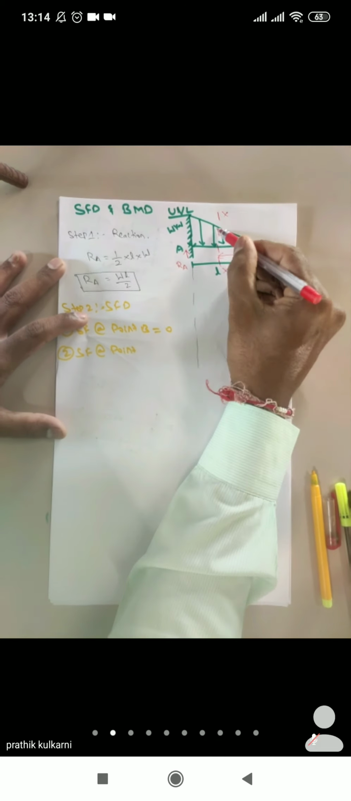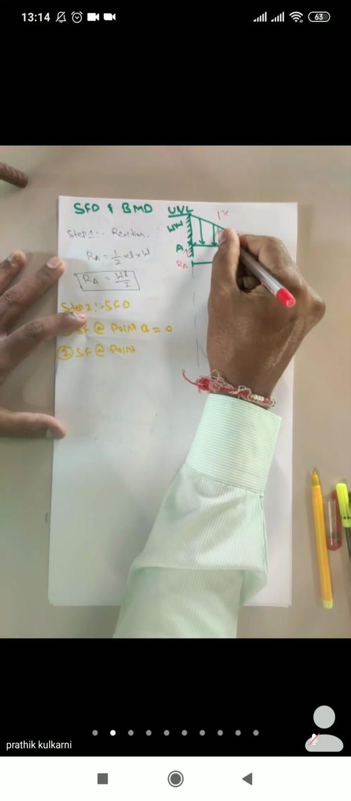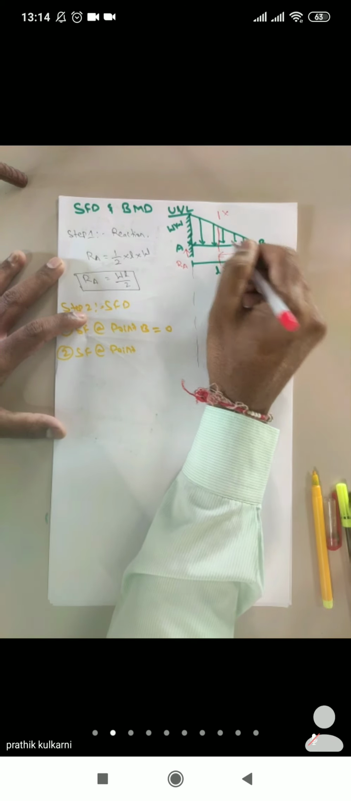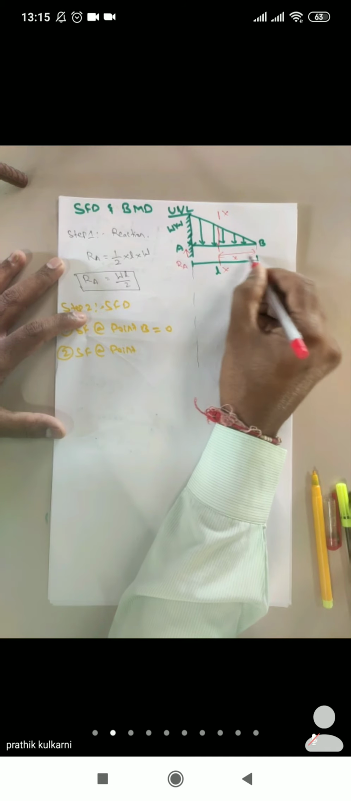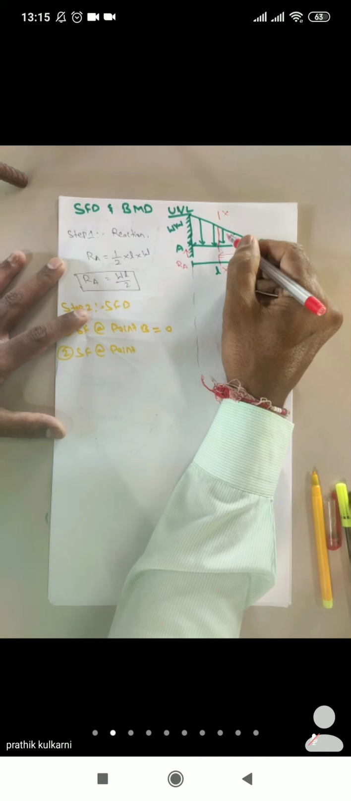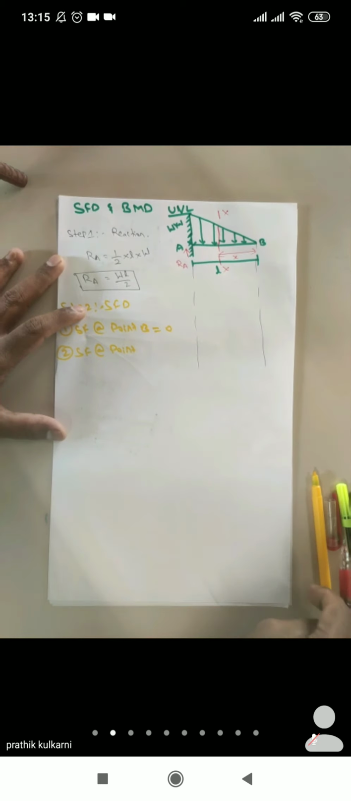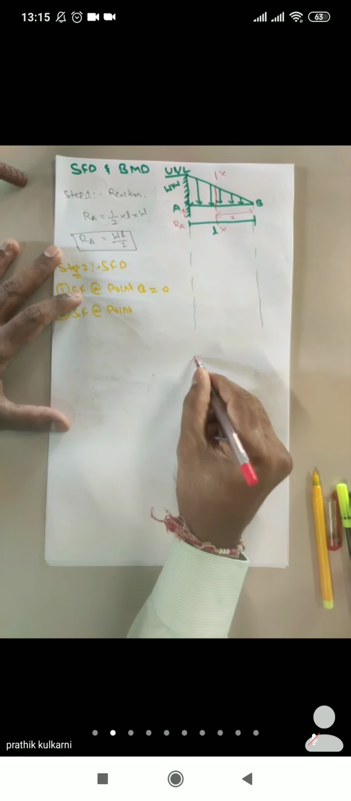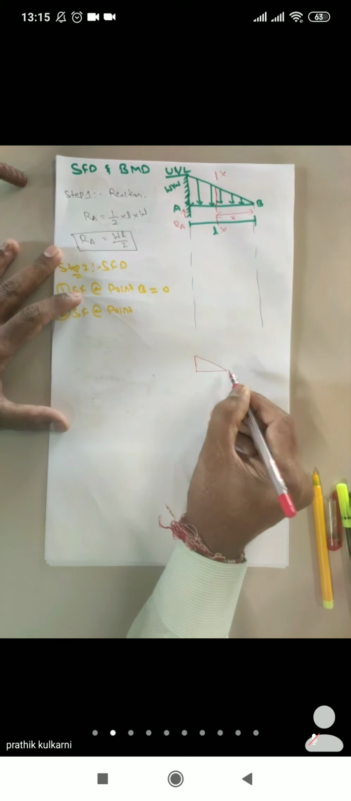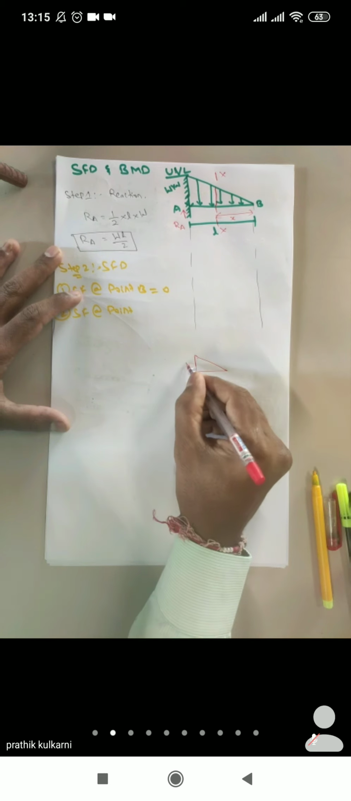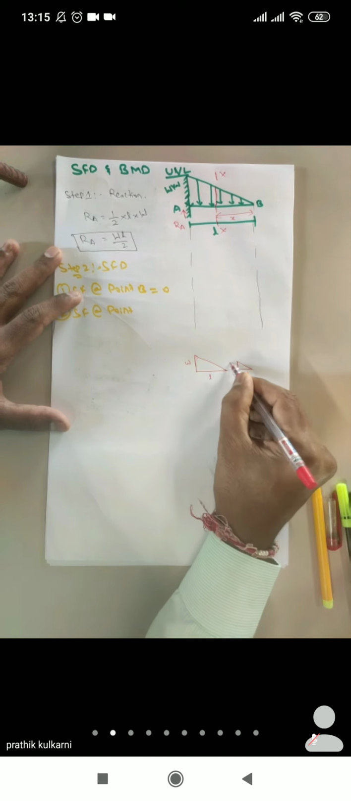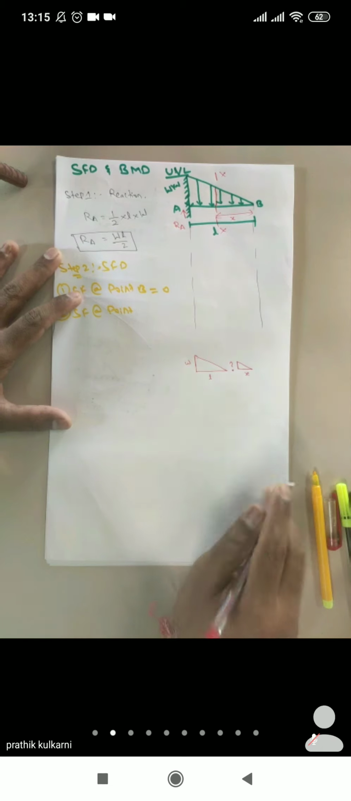Now can anyone tell me what is this height? Because if I want to calculate the complete loading here, I need the area of that triangle. I know my width, but I don't know my height. I need to calculate my height. How can I calculate it? See carefully: this bigger triangle has height W and base L, and this smaller triangle has base X and an unknown height, question mark.